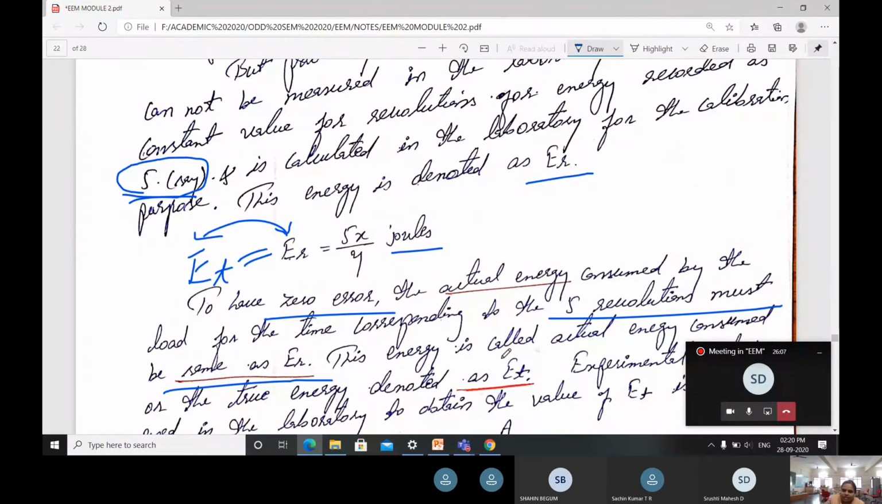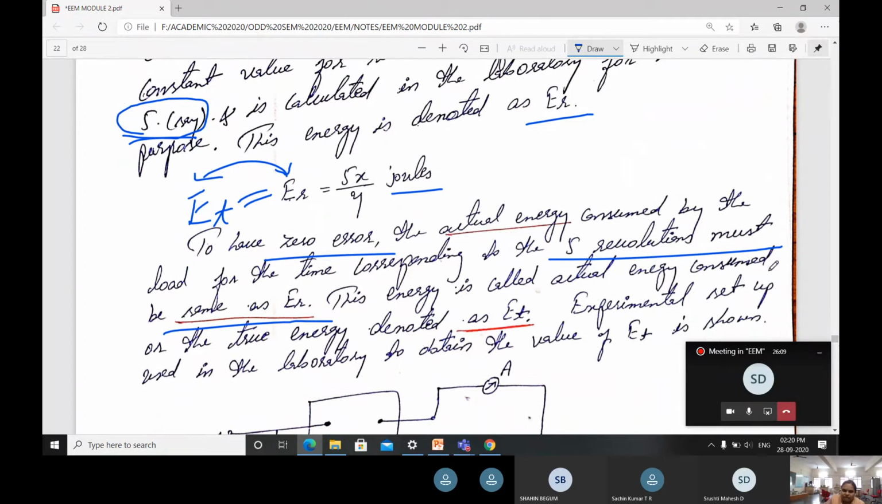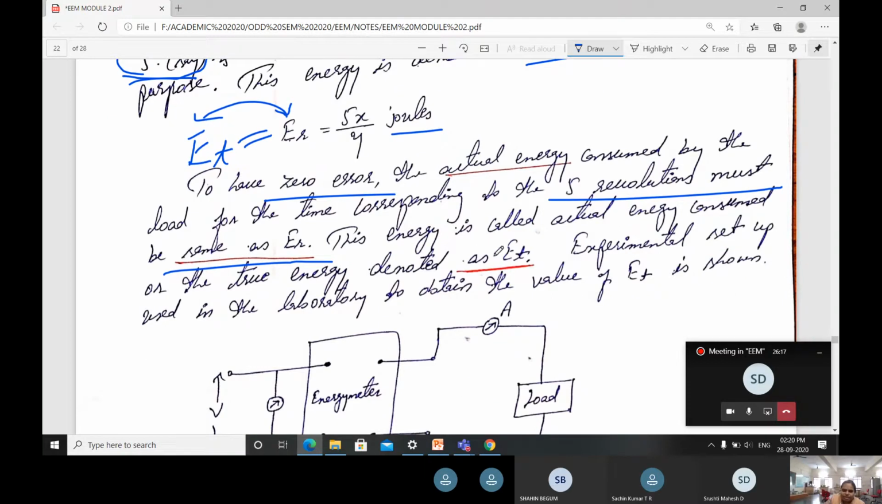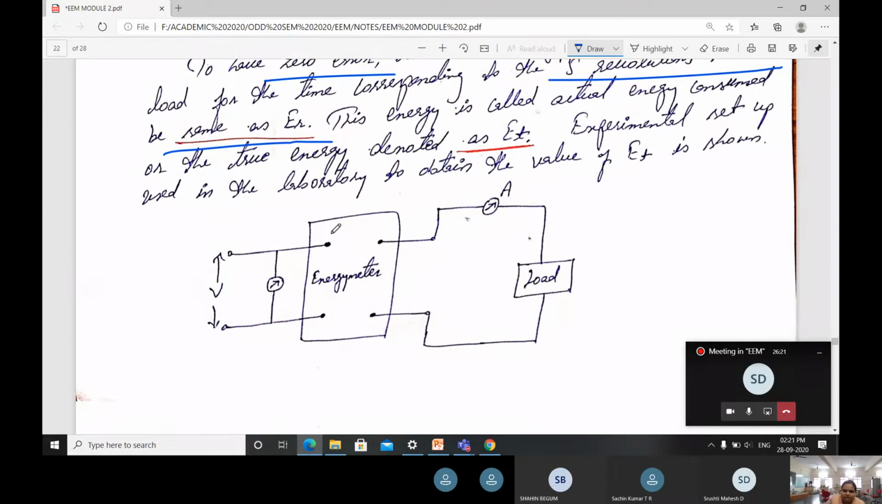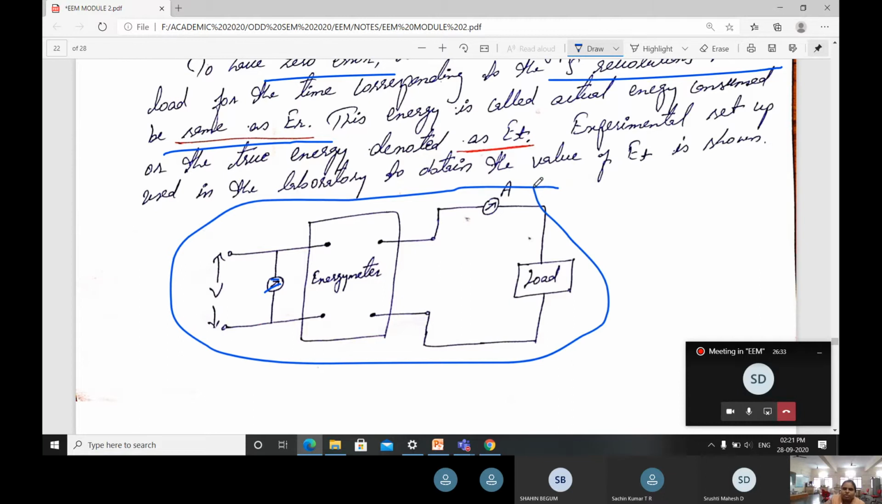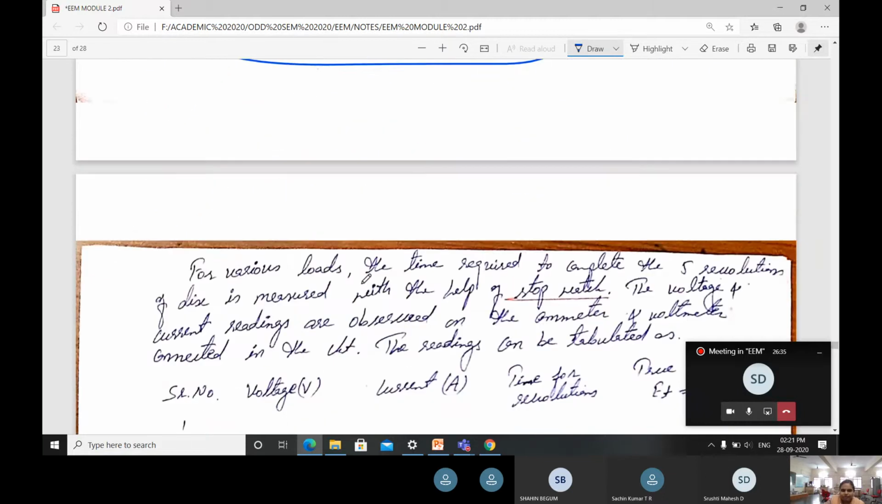This energy is called the actual energy, or else it is denoted as the true energy, ET. And the experimental setup to be used in the laboratory is like this. An energy meter is connected with a voltmeter. This is the voltmeter, this is our ammeter, and a load is applied. This is the experimental setup we are going to use in the lab.